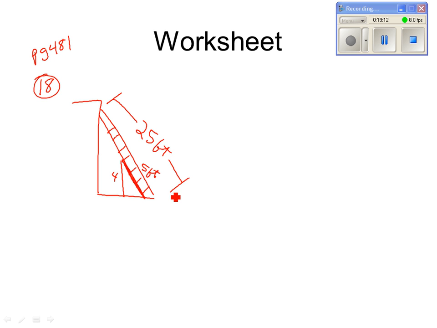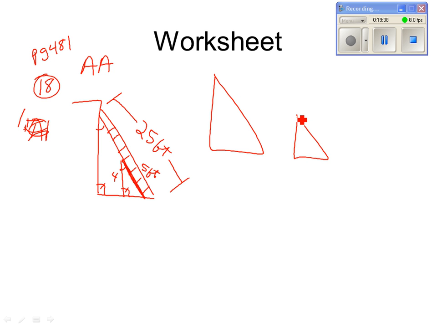Well, we've got two triangles here, and hopefully the building makes a right angle with the ground, so those two angles have to be congruent. And the angle of the ladder with the building is shared, so we know the two triangles are similar because of angles. So we have the big triangle and the little triangle. We know that this side's 5, this side's 4, this is 25. We're trying to figure out how high up the ladder goes, so we'll call that X.